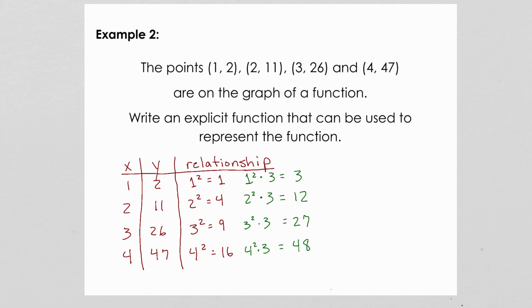Now look at this. This looks promising because I have to get from 3 to 2, from 12 to 11, from 27 to 26, and from 48 to 47. Each time I'm subtracting 1. So I'm thinking that it would probably work to say that our function could be f of x equals 3x squared minus 1.